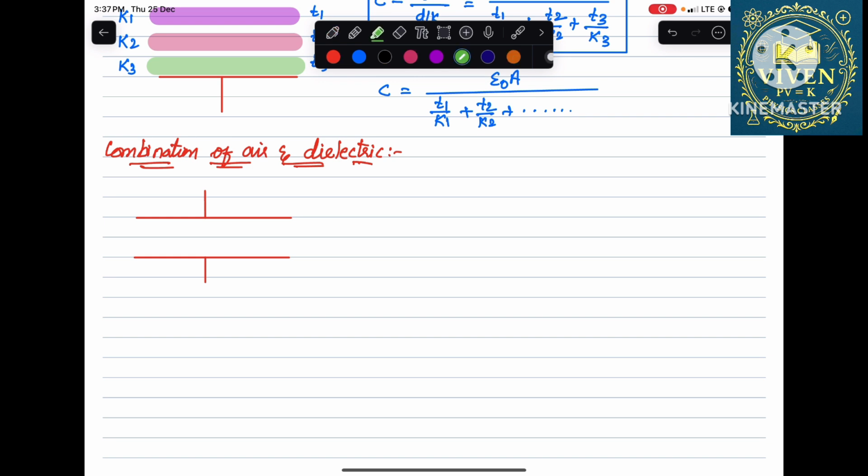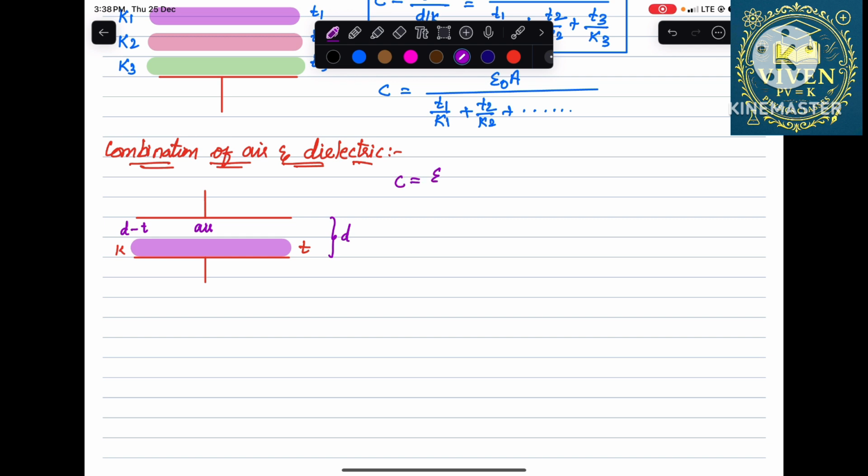Now I have one dielectric introduced in this way, and say its thickness is T and its dielectric constant is K. And now where was the air present? This is the air, and say the distance between the two plates is D. So what will be the thickness of the air present? D minus T.